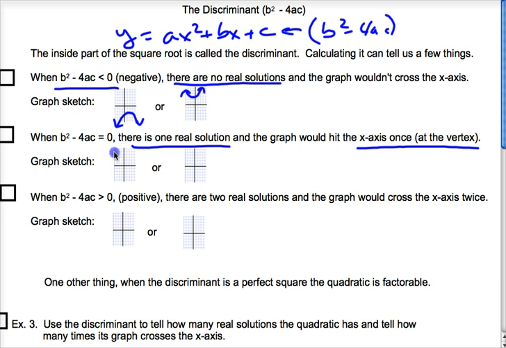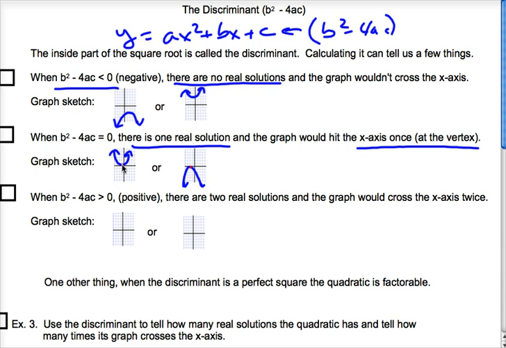So a sketch of this would look like a graph that opens up, just hitting the x-axis once, or it could open down and just hit the x-axis once. The idea is we're only hitting the x-axis one time.